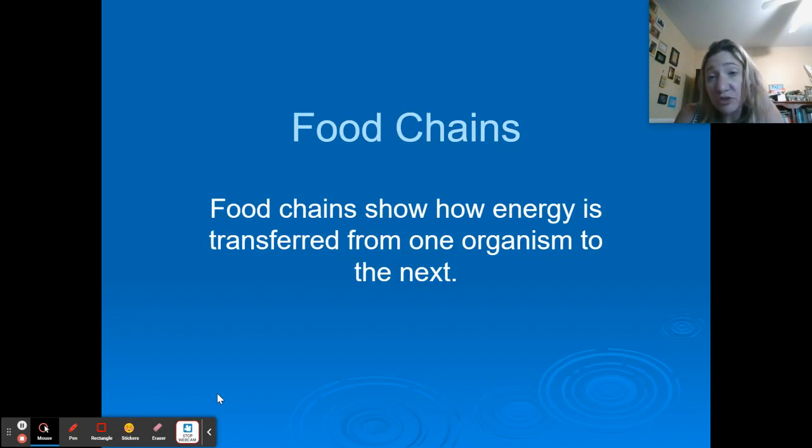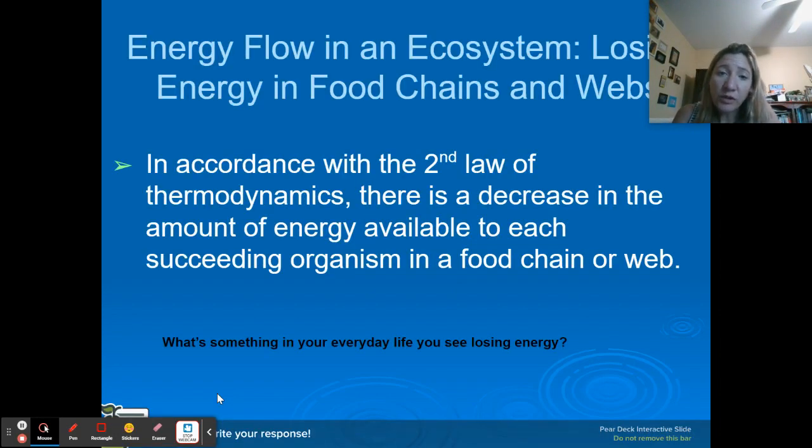Okay, so food chains first, and we'll move into food webs as well, but this is the simplistic version of how that energy transfers. What you need to remember is that energy always, it's the second law of thermodynamics. I don't usually see a lot of questions come up specifically about that, but just as a heads up, there is a decrease in the amount of energy available to each succeeding organism because of that law of thermodynamics. So again, we're always losing heat. Every level of the food chain is losing heat. And so there's going to be less energy left over for the next step up the food chain.